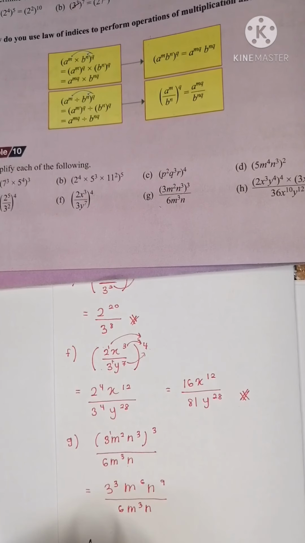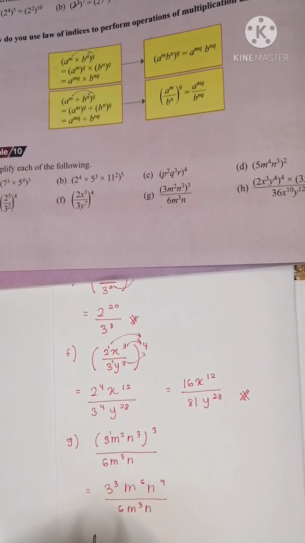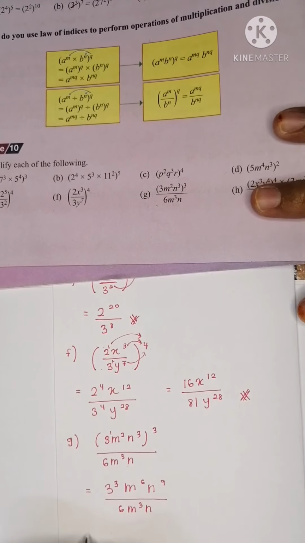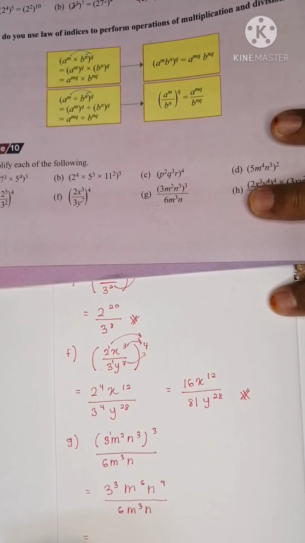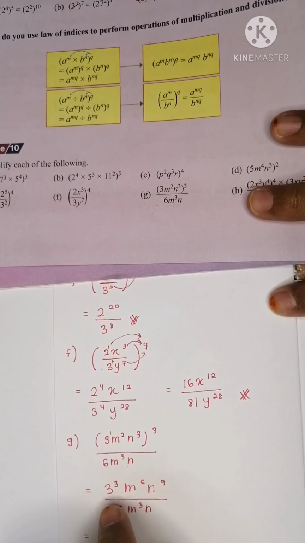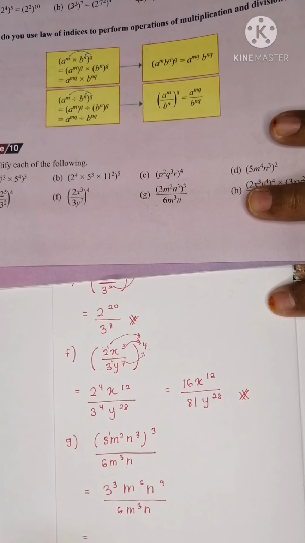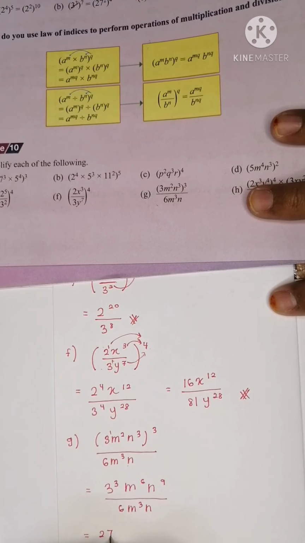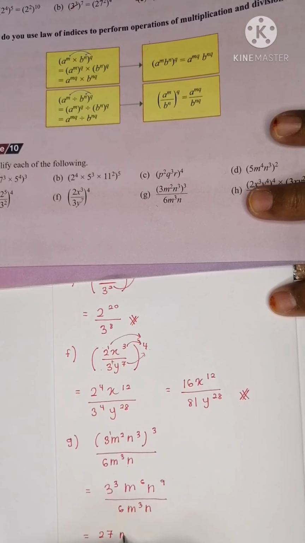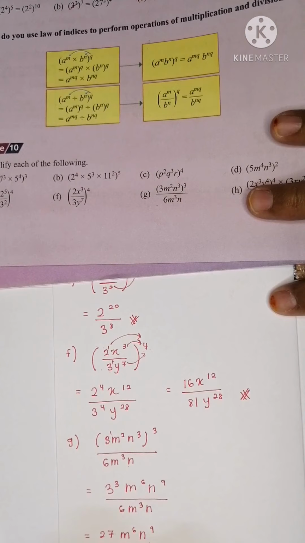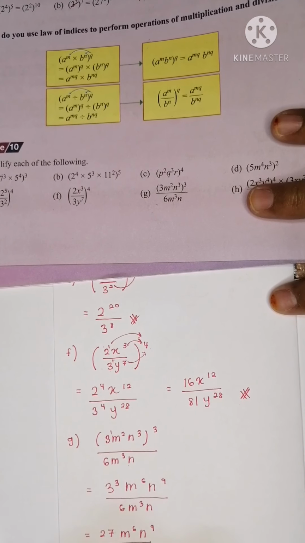Okay, now what should you do? Solve this one. 3 to the power of 3, what is your answer? 27. You got 27. And then m to the power of 6, n to the power of 9, over 6m, 3n.